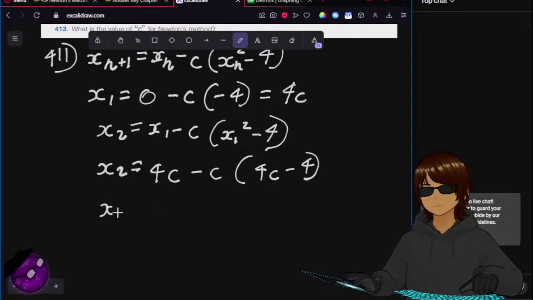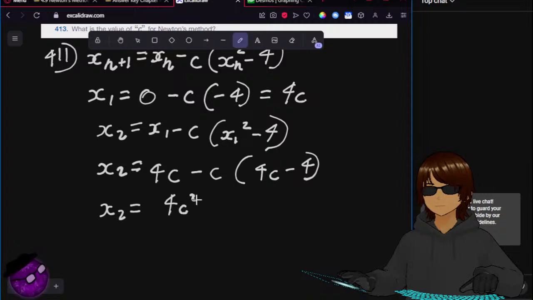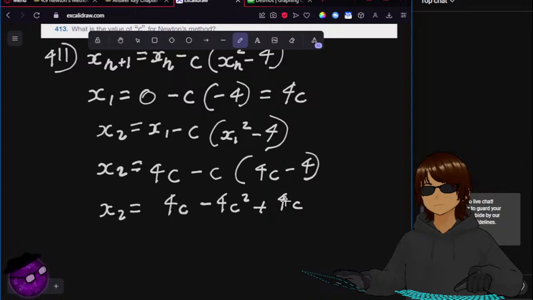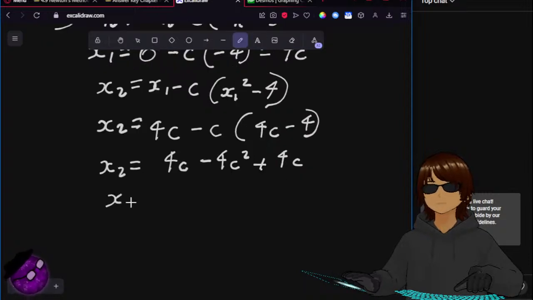And then this will give 4c squared because 4c, and then no wait, minus 4c squared plus 4c. It's not clear to me what I'm trying to figure out.